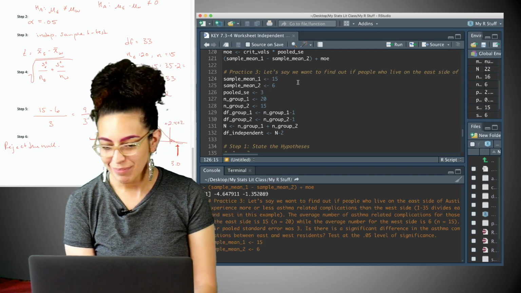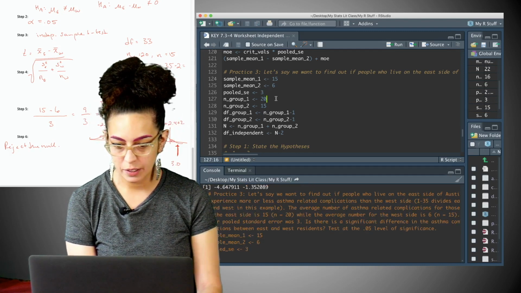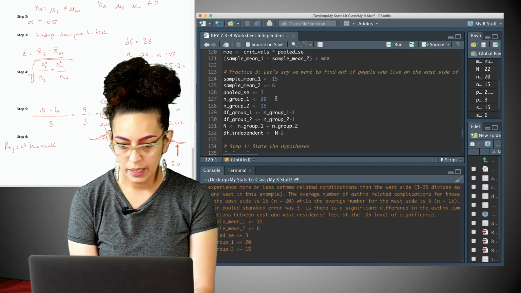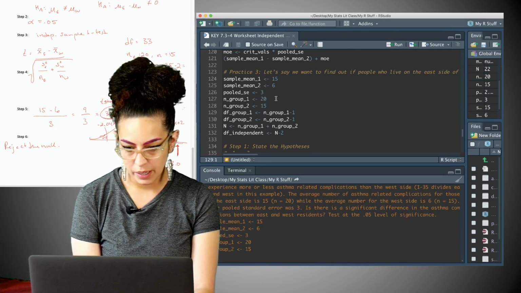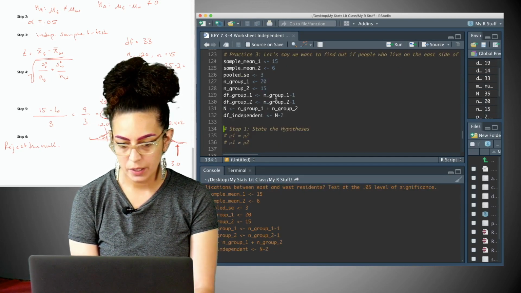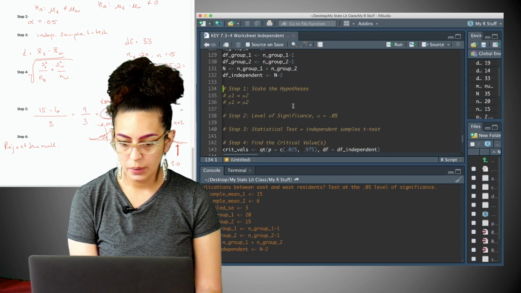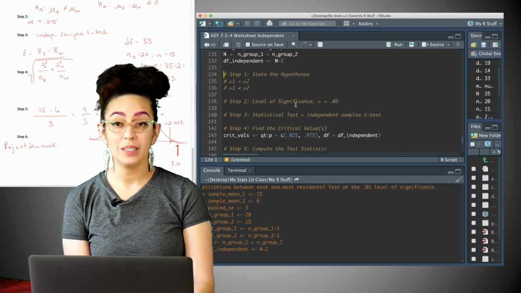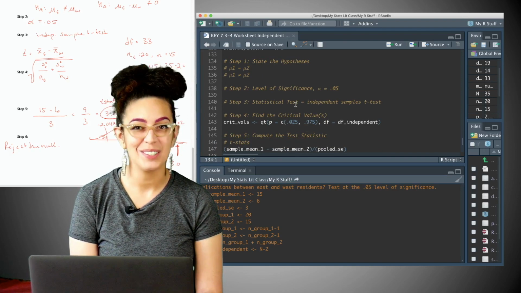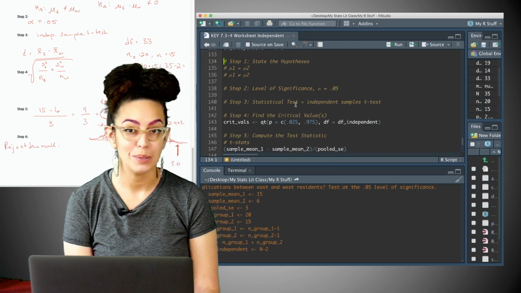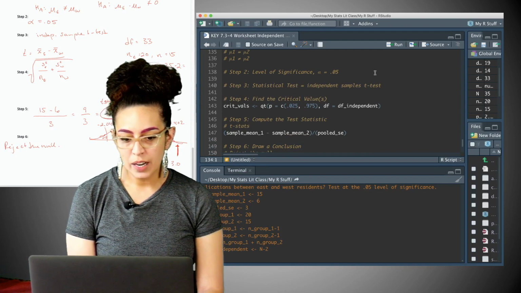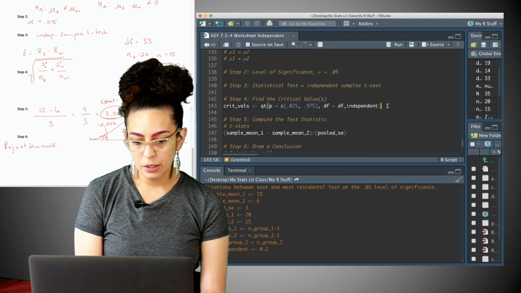Okay. So we have a pooled standard error of 3. We have 20 in the first group, 15 in the second group. And we have our degrees of freedom for group 1, degrees of freedom for group 2, the big N, degrees of freedom total. Okay, so the null is mu1 equals mu2, and the alternative is mu1 does not equal mu2 for our hypotheses. Alpha is 0.05, independent samples. Let us get our critical values.